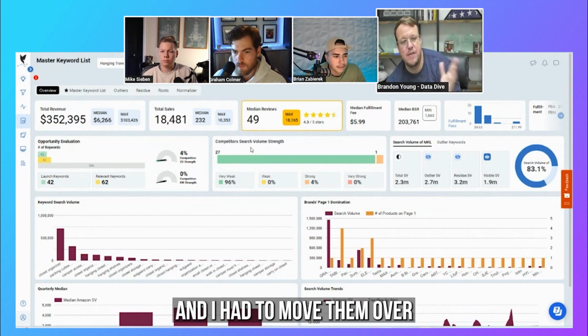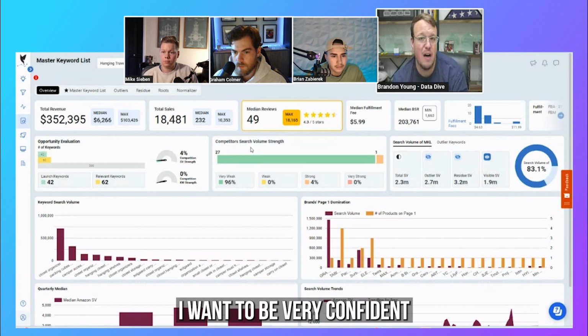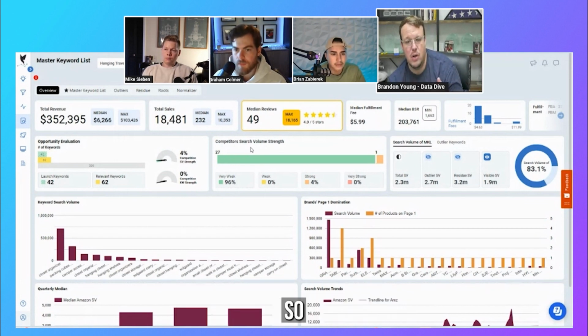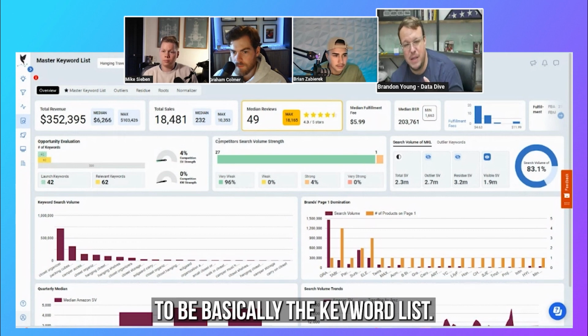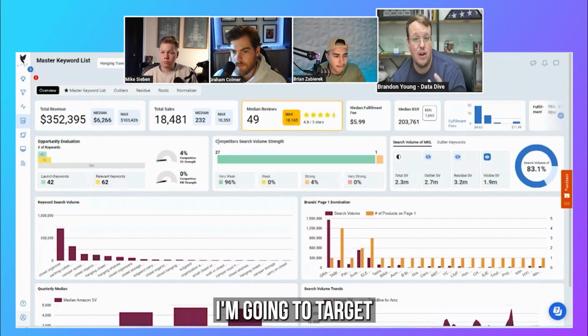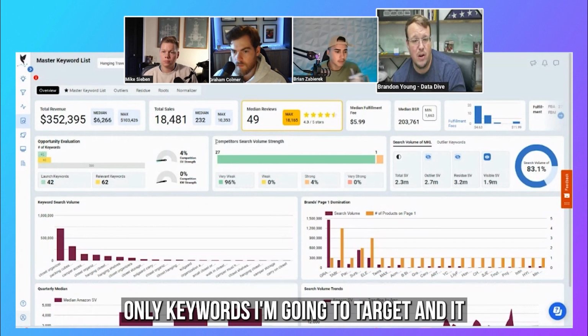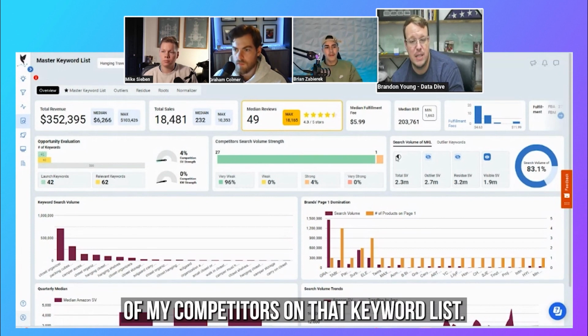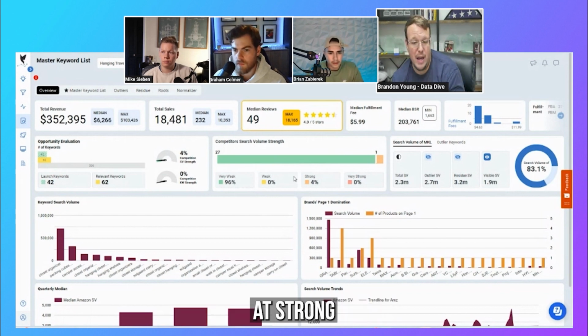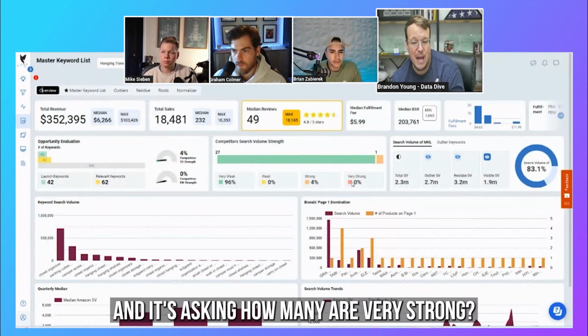And to move them over for this evaluation, I want to be very confident I can execute on it. So I would want that keyword list to be basically the keyword list I'm going to target. Only keywords I'm going to target in it, and then reevaluate the strength of my competitors on that keyword list. And I'm only seeing 1 at strong, and it's asking how many are very strong.